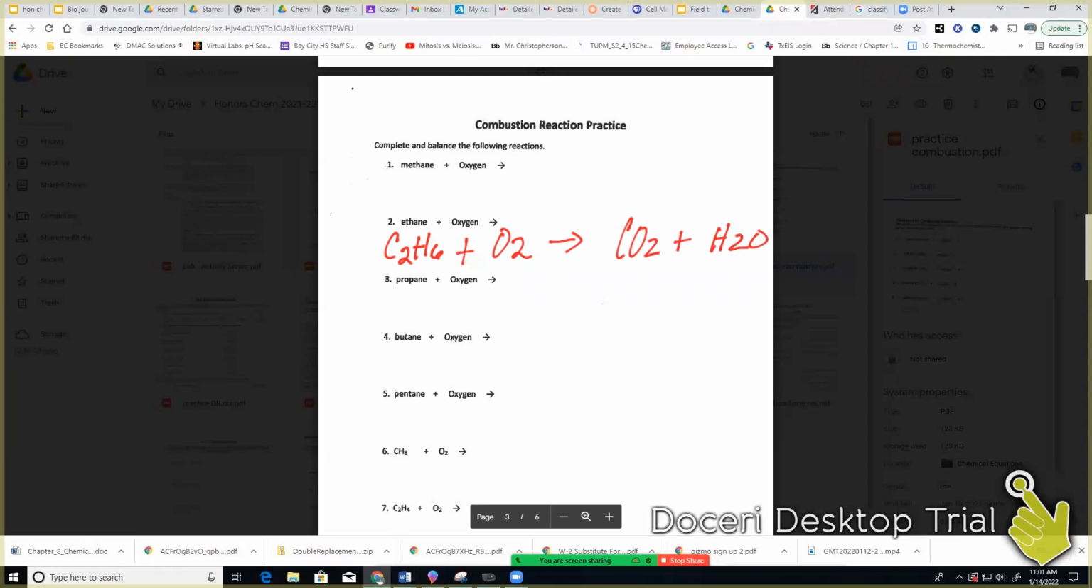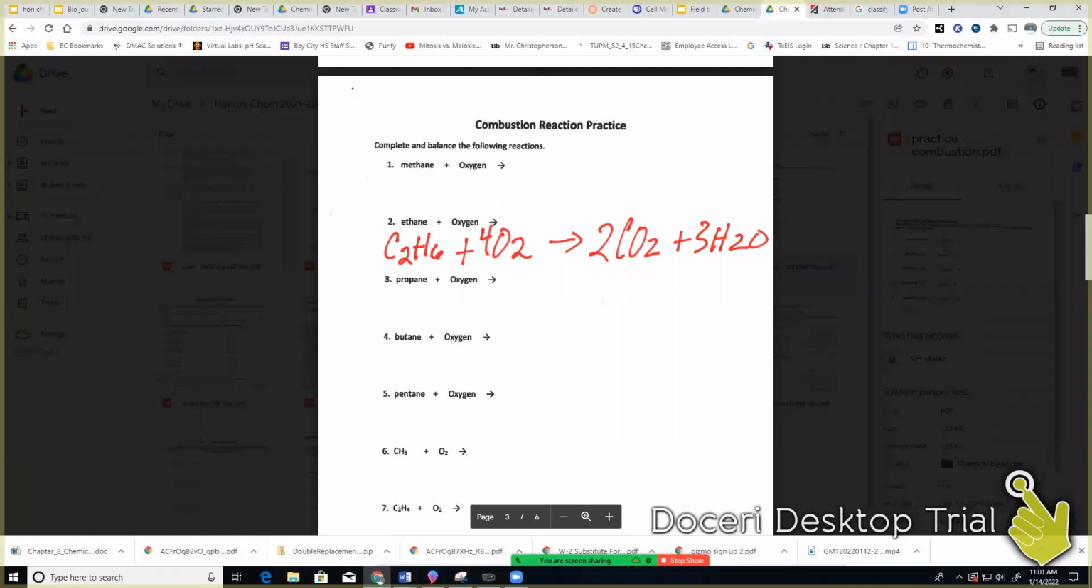All right, what did we end up getting as a coefficient for ethane? Nothing, okay. And what about for oxygen? And what about for CO2? 2. And what about for water? 3. All right. Now, does anybody disagree with that?